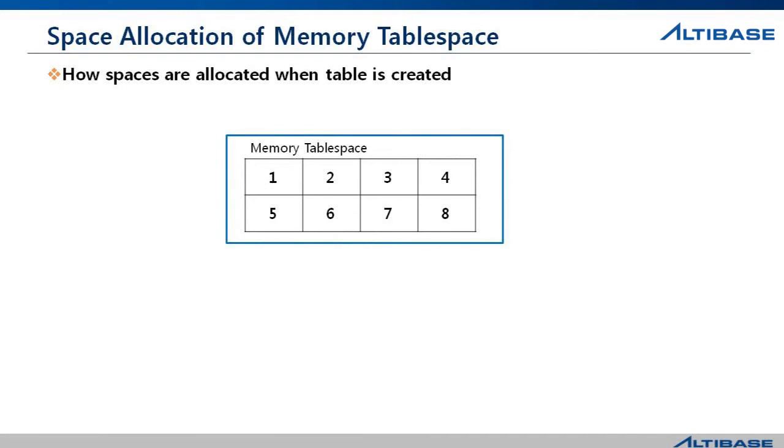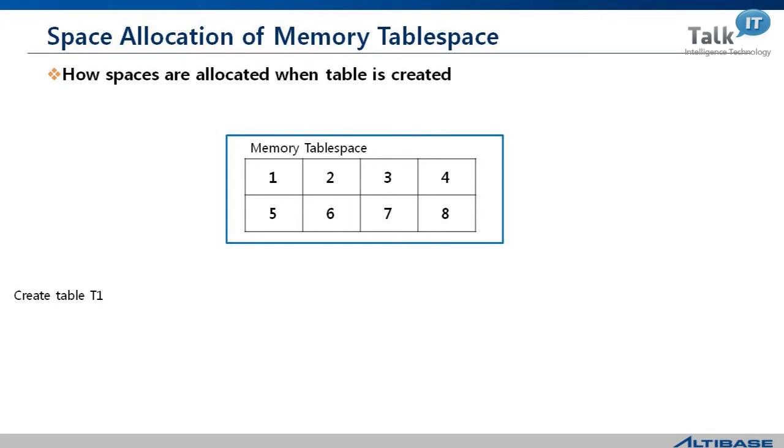Okay, so we'll be looking at how space is allocated when a table is created, and also how the page status is changed. Okay, as you can see from the diagram, the memory table space has 8 pages, and they are all free pages. Okay, so let's try to create a table called T1.